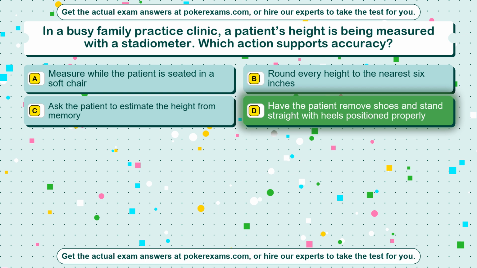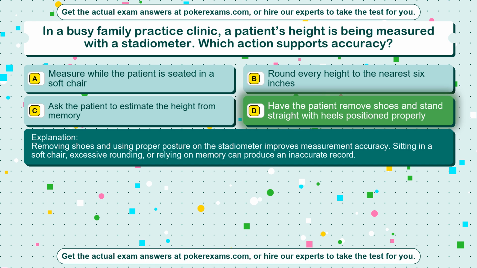The correct answer is option D. Have the patient remove shoes and stand straight with heels positioned properly. Removing shoes and using proper posture on the stadiometer improves measurement accuracy. Sitting in a soft chair, excessive rounding, or relying on memory can produce an inaccurate record.